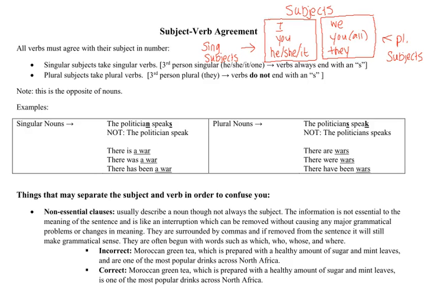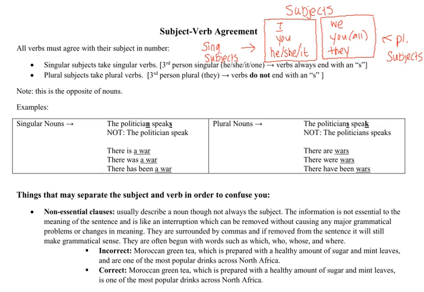This is a video on subject-verb agreement. Subject-verb agreement is one of the most common errors that I notice in your own writing, and it's one of the most common things tested grammatically on the SAT and also the ACT. So this is definitely something that's going to be important for you to understand.